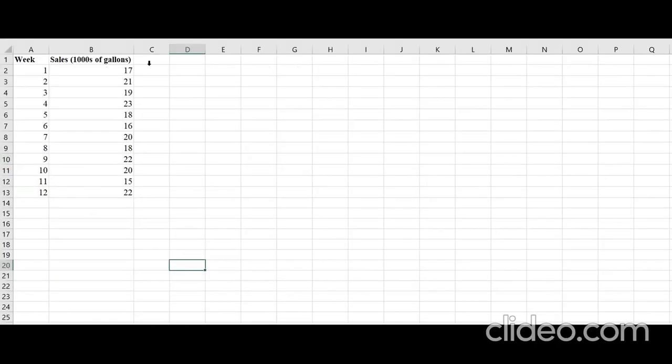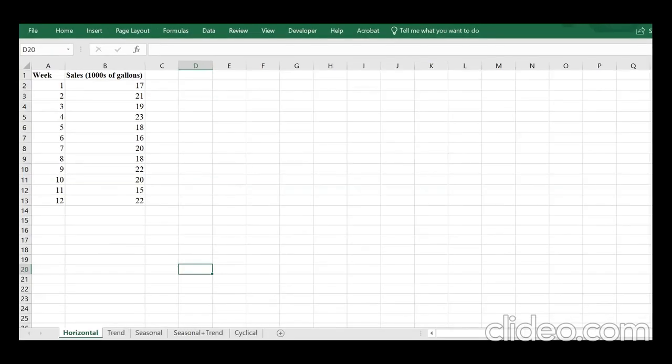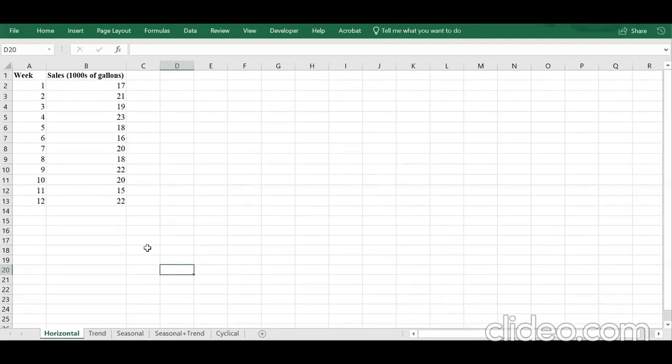In this data file, we have a few sheets here. Each sheet contains data that shows a specific type of pattern. And we're going to talk about different patterns one by one. So I'm going to start off with the horizontal sheet here.